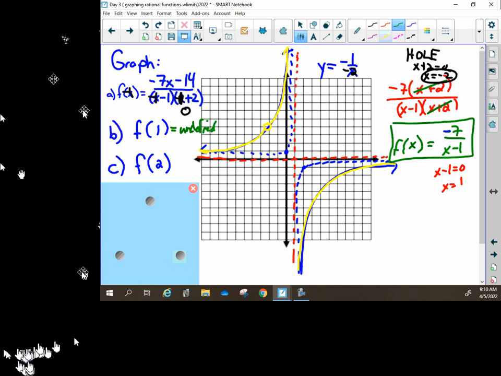How about if I go over to 2? Will there be a height at 2?